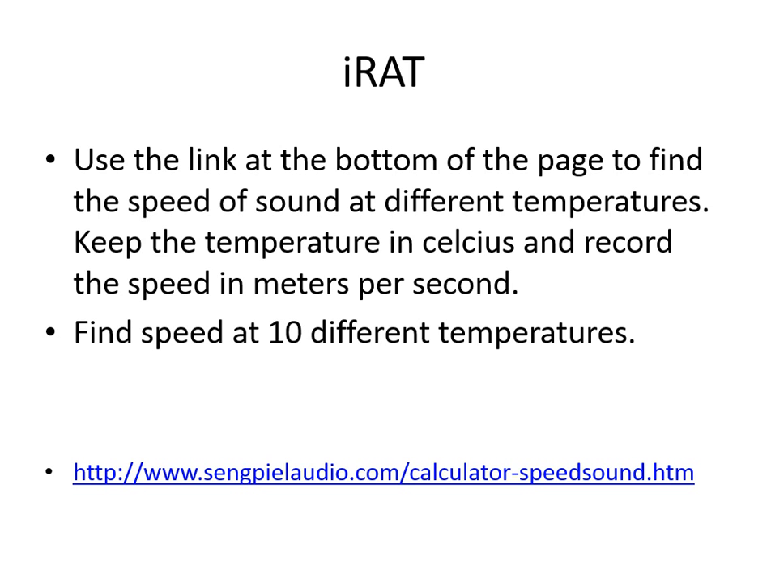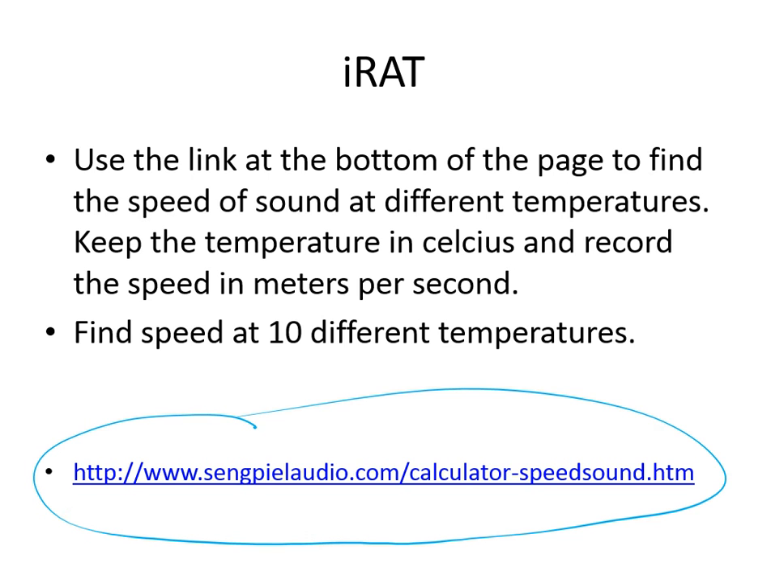All right, your IRAT for this one. There's the link down here. What I need you to do is, on this page, go down and you can see there's a calculator. It talks about the speed of sound through different temperatures. When you're on Celsius, I need you to type in 10 different temperatures. So type in one temperature and then type in another one. And I want you to record, so write down the temperature and write down the speed in meters per second, which I believe is the very first one.